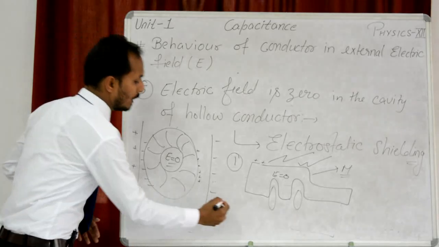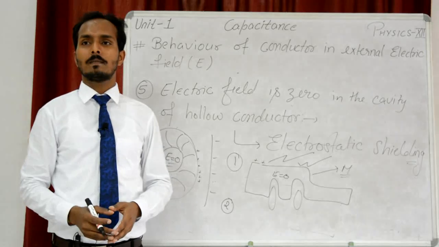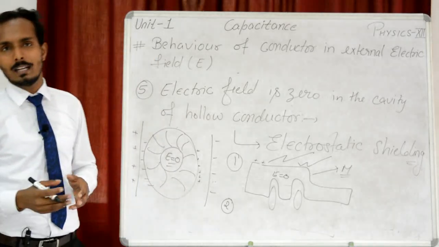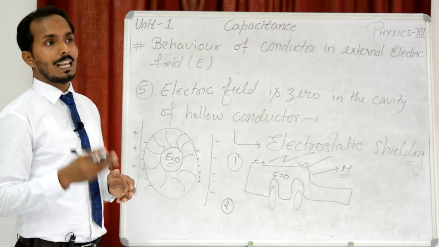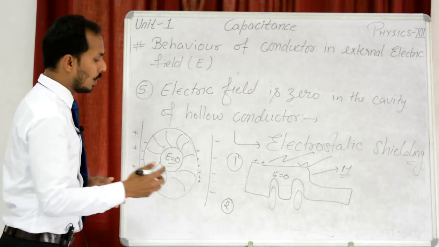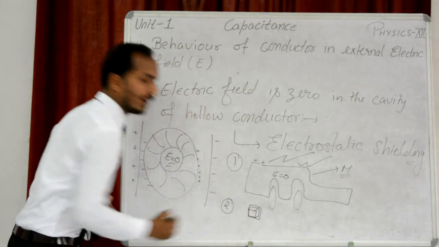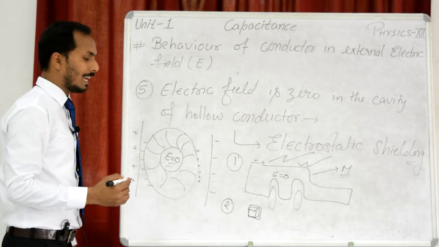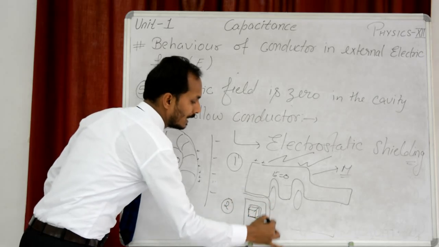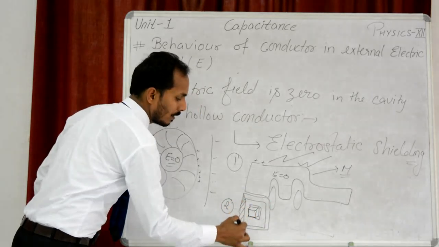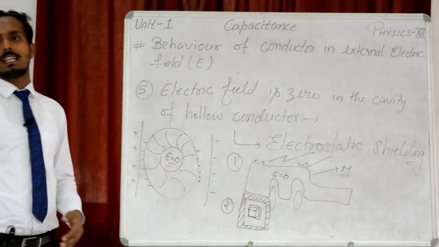And one important application of electrostatic shielding is that there are many kinds of instruments which are very sensitive, mostly semiconductor and electronic instruments. So suppose this is an instrument that is very sensitive to electric fields, then it is placed inside a hollow conductor. This is known as electrostatic shielding.